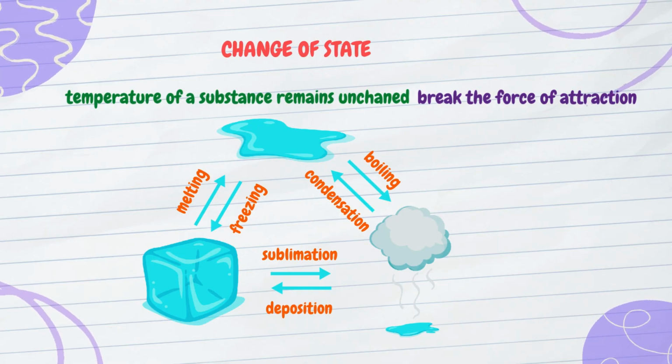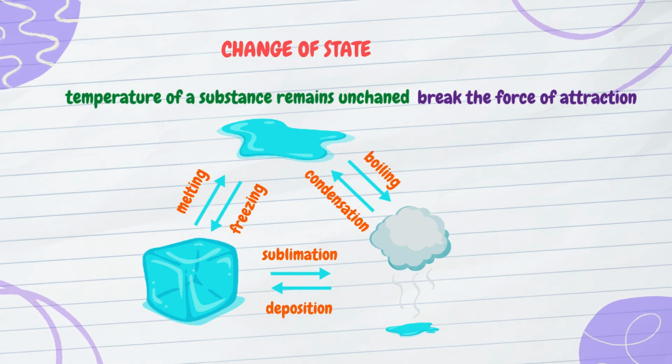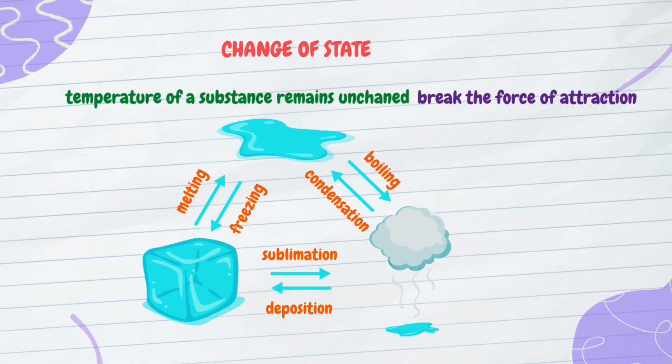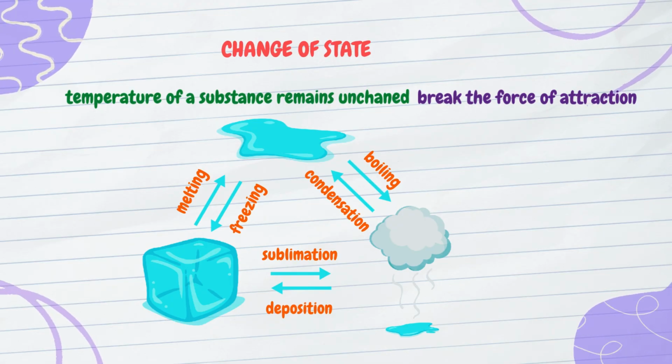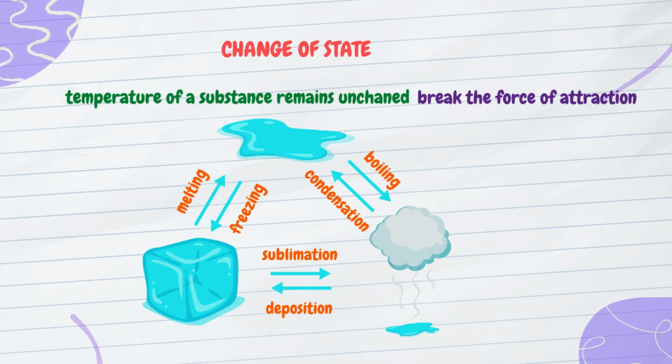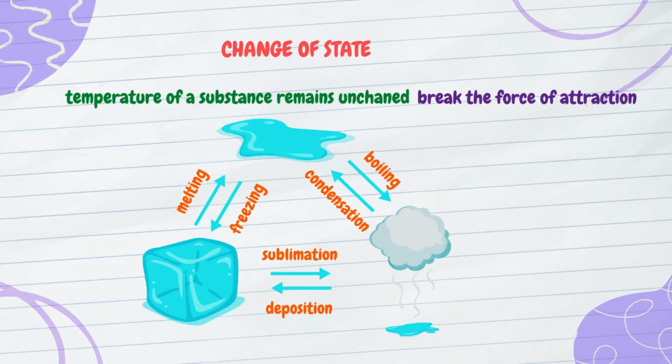During melting, boiling, evaporation, and sublimation, the substance gains heat, causing the particles to vibrate faster or move further apart. During condensation, freezing, and deposition, the substance loses heat, causing the particles to lower their vibration or become tightly packed.